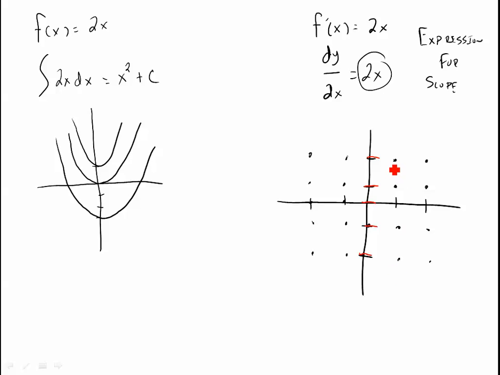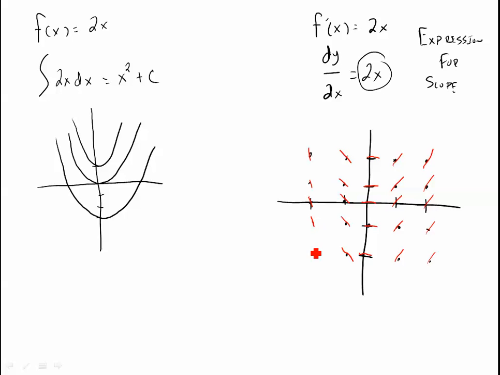And when x is 1, we would have a slope of 2, which would look something like this. And when x has a value of 2, we would end up with a slope of 4, which would be even steeper. When x is negative 1, we get all of these slopes that have a slope of negative 2. And when x has a value of negative 2, we have slopes of negative 4.